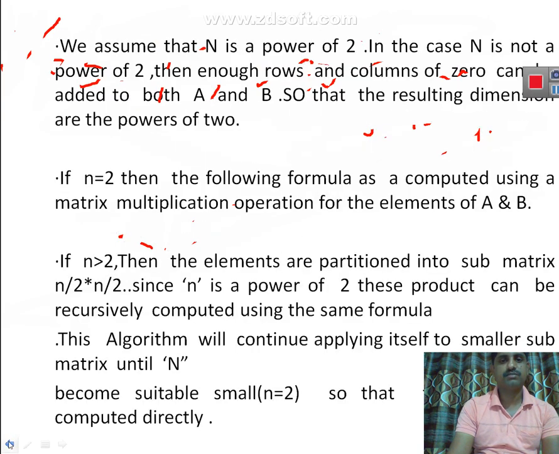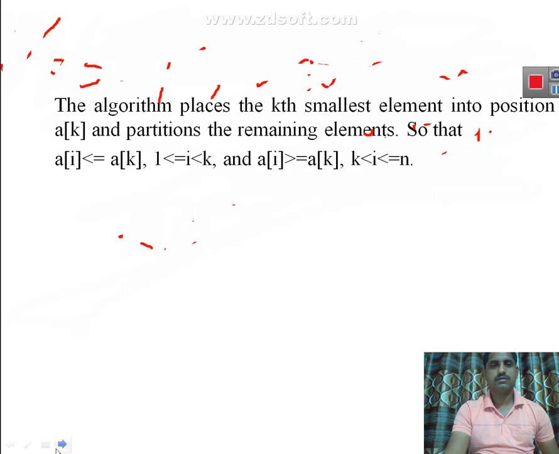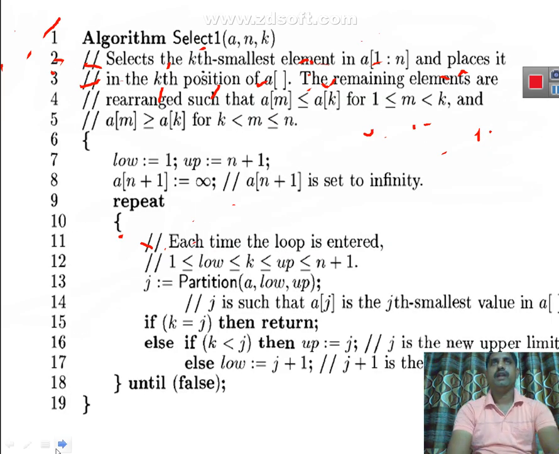Now Strassen's matrix multiplication. In normal multiplication, the time complexity is big O of n cube, using 8 multiplications and 4 additions. When we go for Strassen's, it implements 7 multiplications and 18 additions or subtractions. Compared to normal multiplication, Strassen's multiplication is better because it decreases the complexity. The normal complexity is big O of n cube, and using Strassen's multiplication it is big O of n power 2.81.